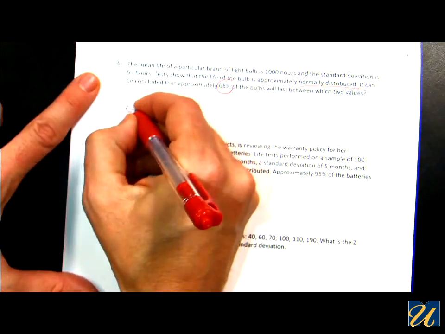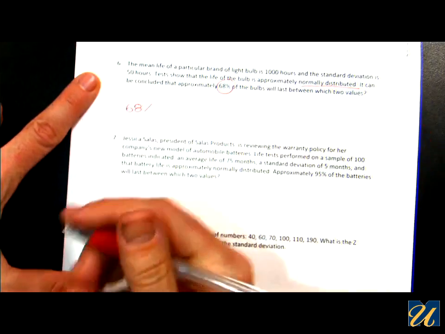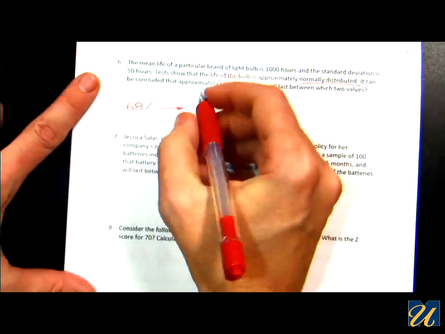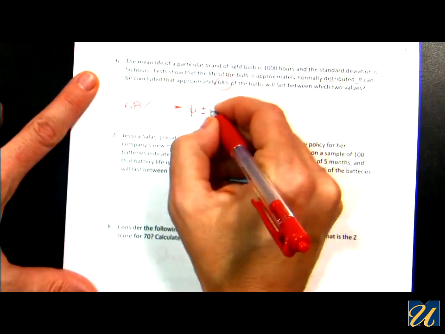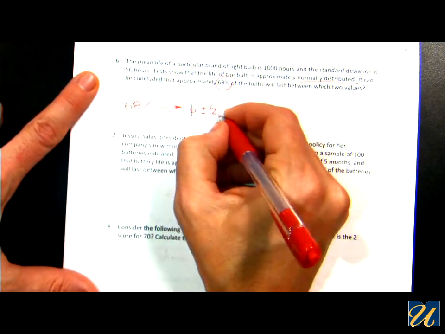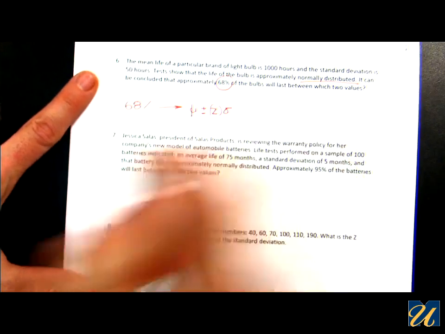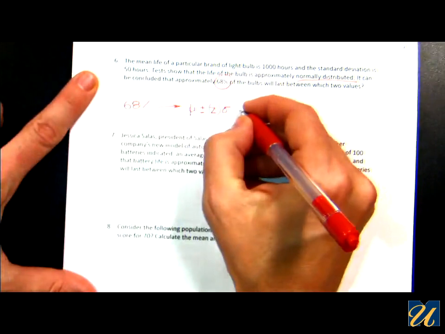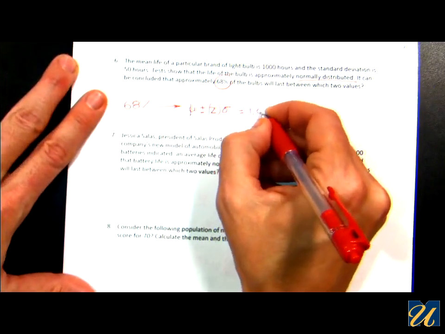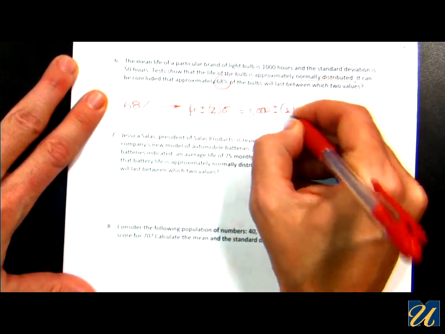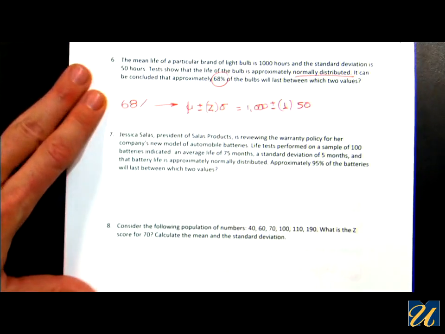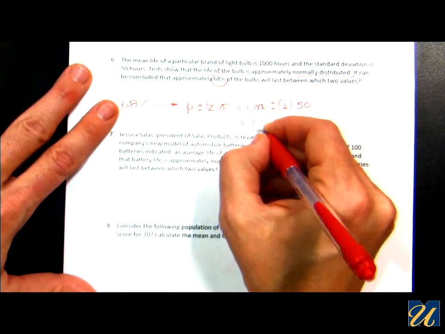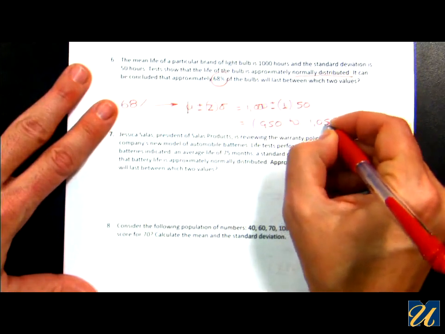The minute you see that you have a normal, bell-shaped distribution, and you have the percentages, 68%, you will be using the empirical rule, which means that we have mu plus minus the number of standard deviations, the number of z-scores times the standard deviation. So for 68%, this is going to be equal to 1,000 plus minus 1 standard deviation times 50. So you will have from 950 to 1,050.